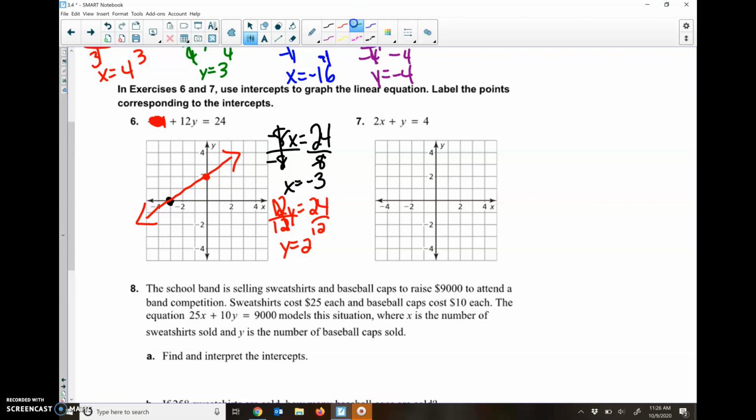Okay, let's look at number 7. Same thing, I'm going to find my x-intercept first. So get rid of the y. So 2x equals 4. Divide both sides by 2. I figure out 4 divided by 2 is 2. Same thing, I'm going to get rid of my x and figure out y. And this is a nice one because it already tells us y equals 4. So my x-intercept is 2, so I'm going to put a dot at 2. My y-intercept is 4, I'm going to put a dot at 4, and then connect the dots.